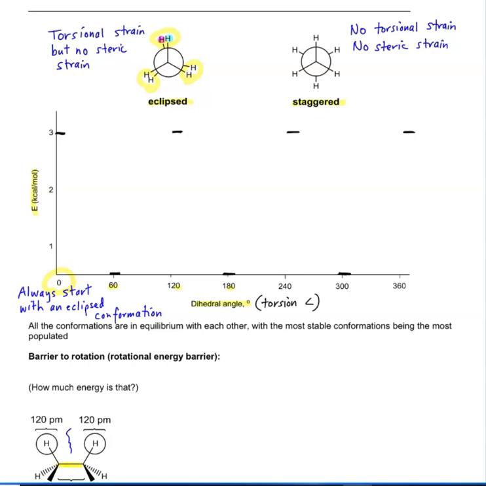Once you've plotted all of the energy levels of the different conformations, then what you can do is draw a smooth curve connecting all these points. Like so.